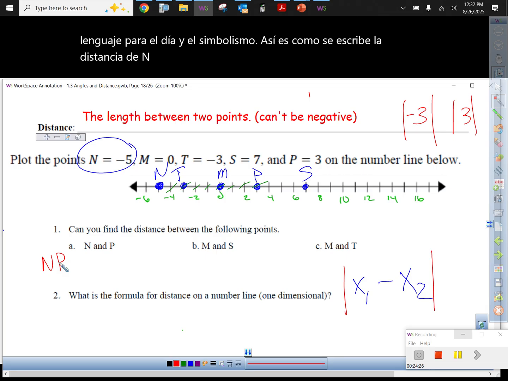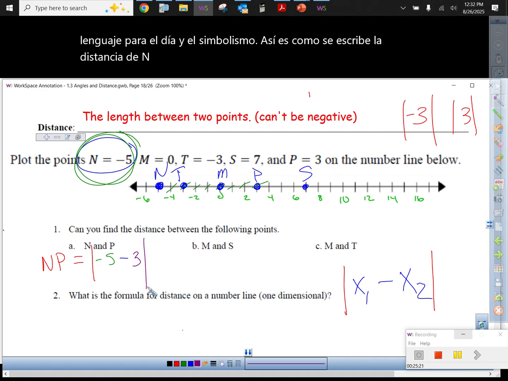Here's what we'll do. This is the work shown that I want to see. The distance from N to P equals the absolute value of, what's N's value on the number line? Where is N located? So we'll put a -5 right in there. The formula says you need to subtract them, so I will have a subtraction symbol next. And then P is at 3, is that right? P is at 3. So I will put a 3 right there, and then I'll close my bars up.